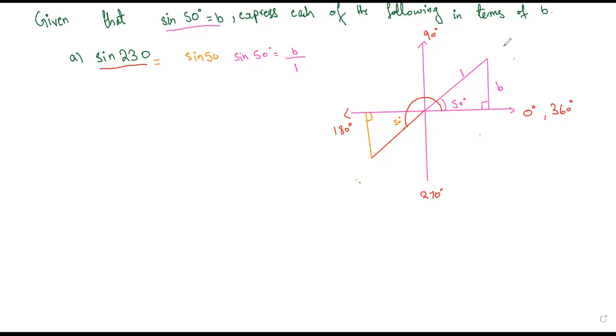The quadrant came. This is the first quadrant. This is the second one. This is the third one. So what do we have in the third quadrant? We only have tan is positive there.